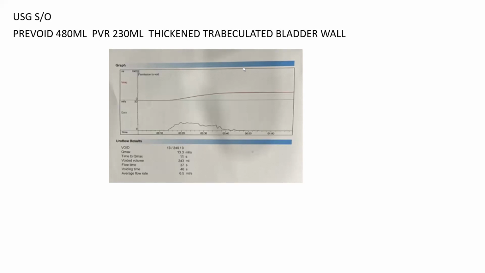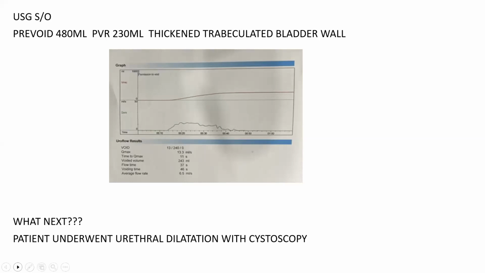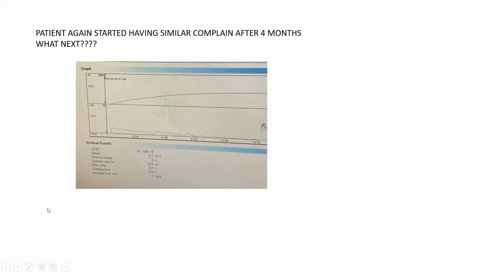So Paras, tell them what we did. All of you know we did a cystoscopy and urethral dilatation. The patient again had a similar complaint after 4 months, and the uroflowmetry was like this. This is the second time after the dilatation, done somewhere else. So again the patient underwent urethral dilatation.